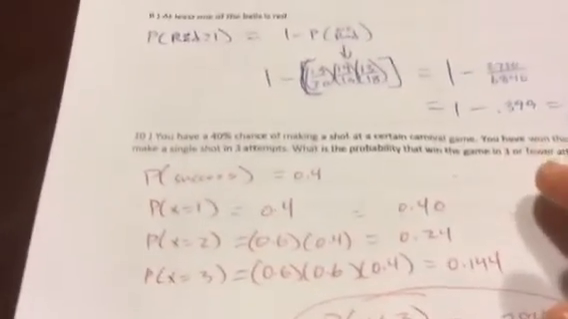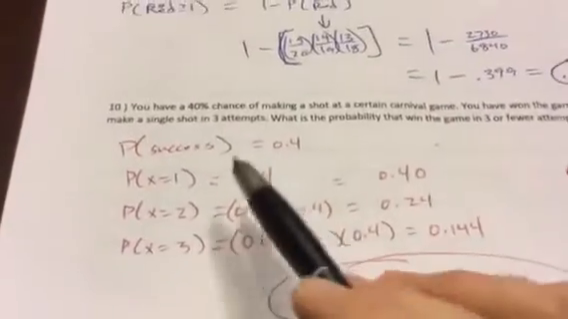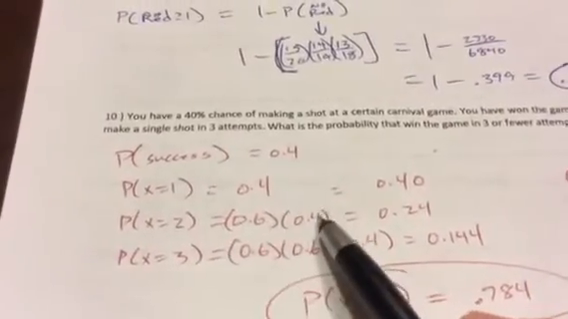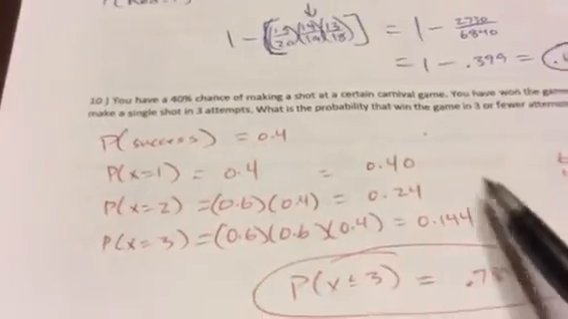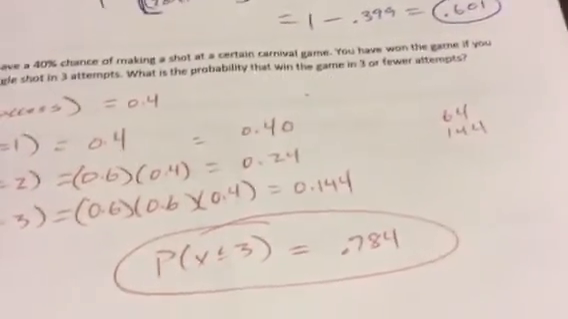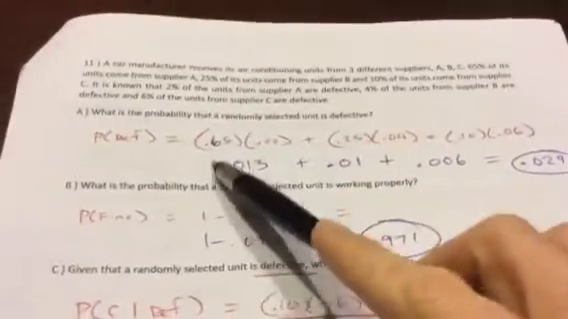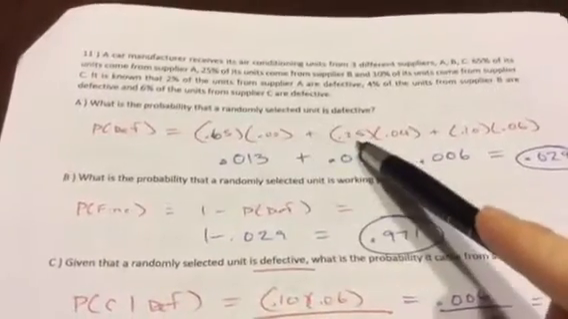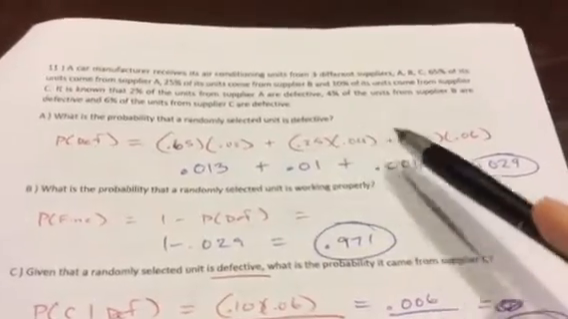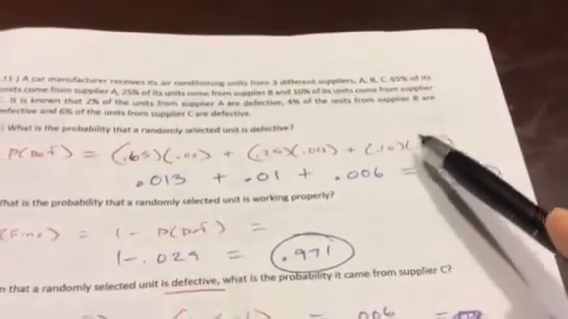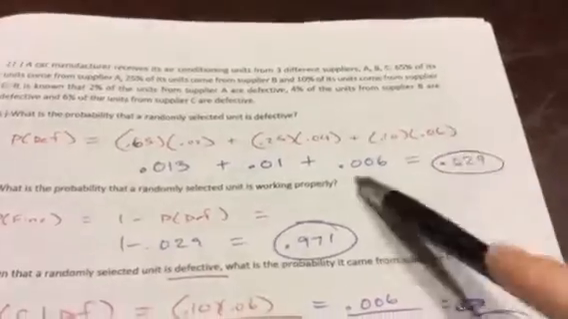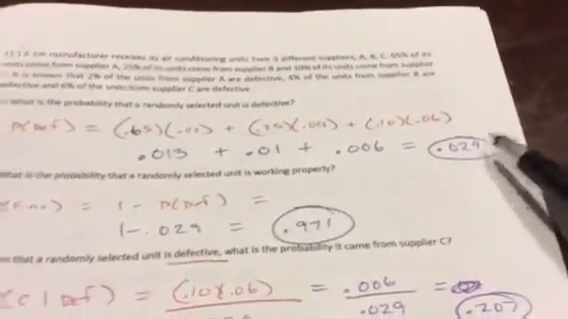This one's very close to number 8. 40% chance of winning on the first one, then I could miss and win, then I could miss and win. Add them all up. 78.4% chance, basically, that I will win within 3. All right, what you need to do is the probability from A times probability defective from A, plus probability from B times probability defective from B, plus probability it's from C, probability it's defective from C. Add them all up, and that's the probability it's defective.